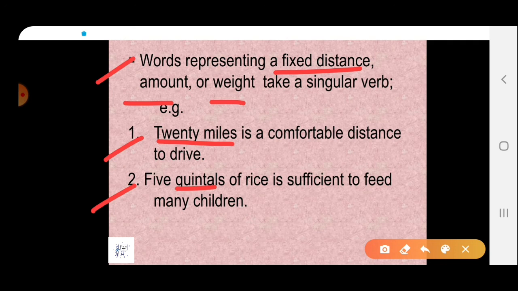So in this way, all the important points are discussed in this chapter, that is subject-verb agreement. I hope each and everything of this chapter is clear to you.